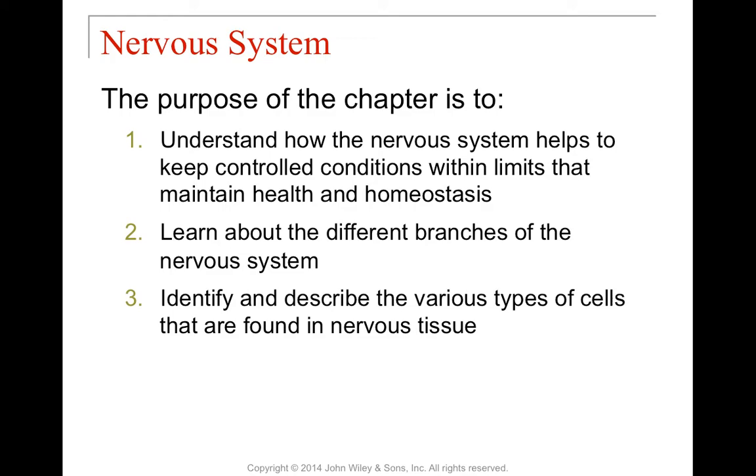Today we will be delving into Unit 12, or nervous tissue. So we'll be talking about the nervous system, and the overview of the chapter is that we'll be talking about the nervous system and how it maintains homeostasis. And also we'll talk about the different branches of the nervous system and the different types of cells that are found in the nervous tissue.